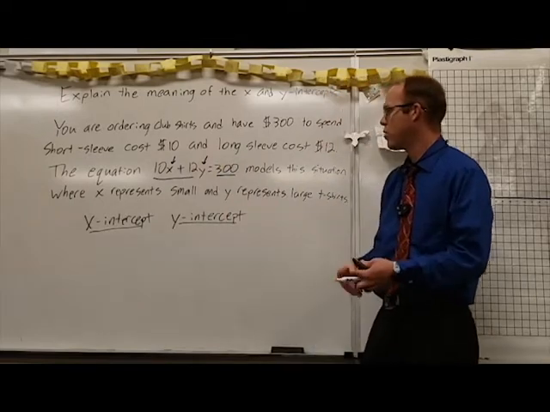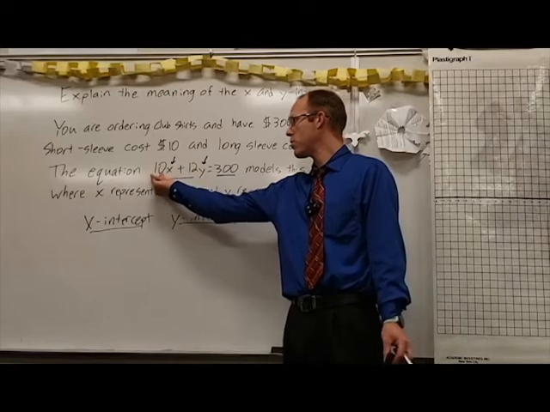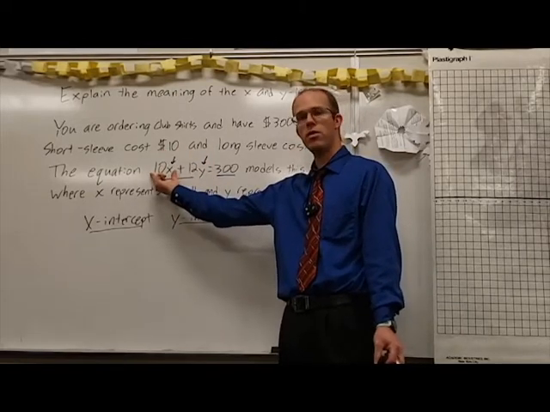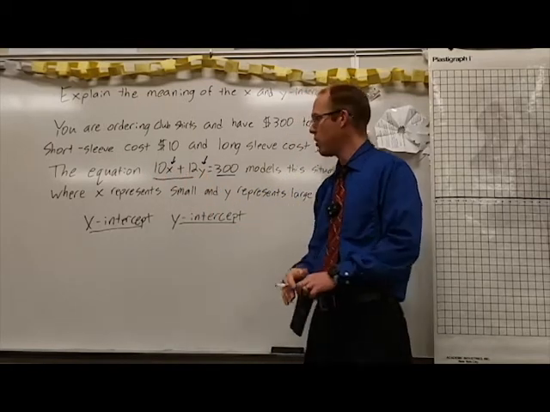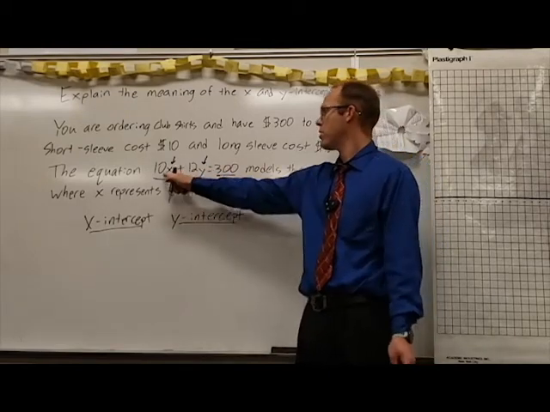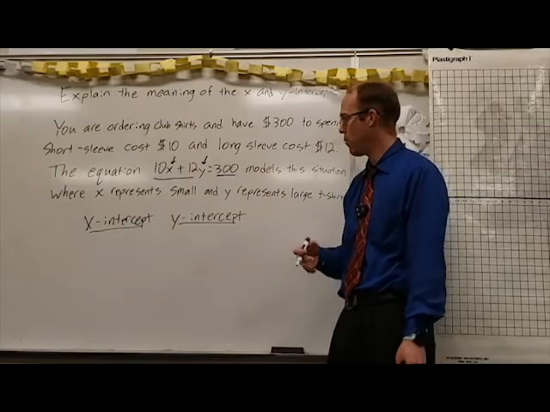Let's go through this equation real quick, break it down. If I multiply the number of small t-shirts by 10, or their cost for each one, that will give us the cost of the small t-shirts. This will give us the cost of the large t-shirts if I multiply the number of large t-shirts by 12. And the cost of the small plus the large are going to be equal to 300. That's your budget for spending it.